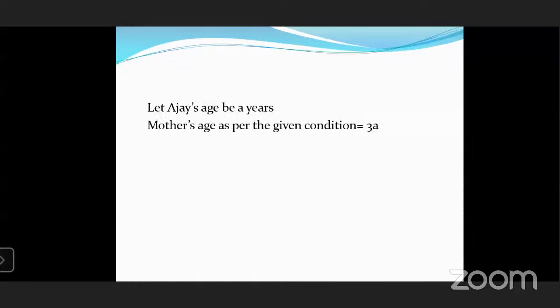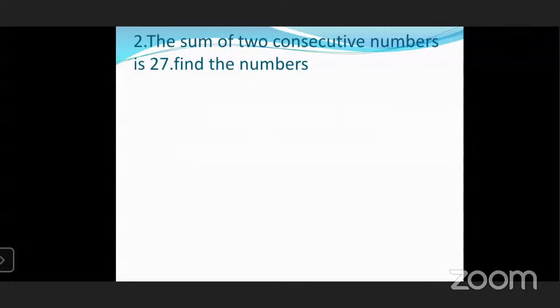Now, same, if I give you a condition in which mother's age and son's age is 3 times, so when you add, you get the answer. The next question will go similar type. We'll skip this one. The sum of two consecutive numbers is 27. Find the numbers. Two consecutive numbers.